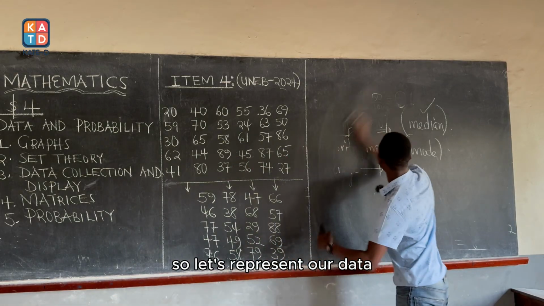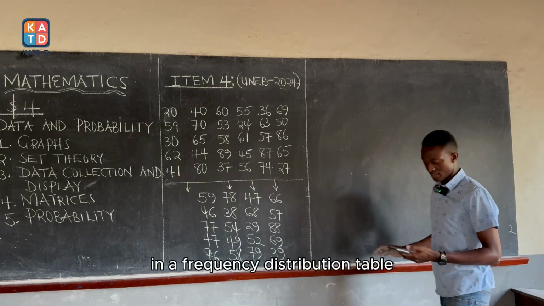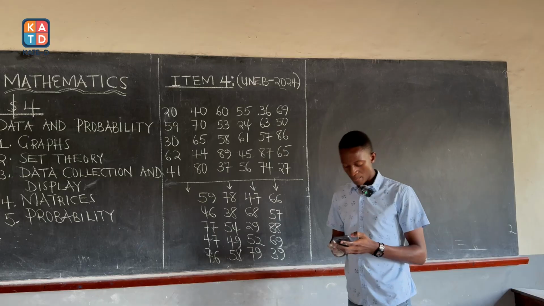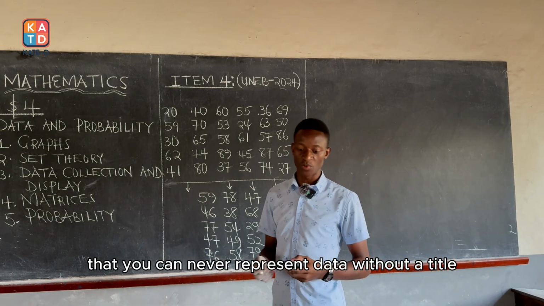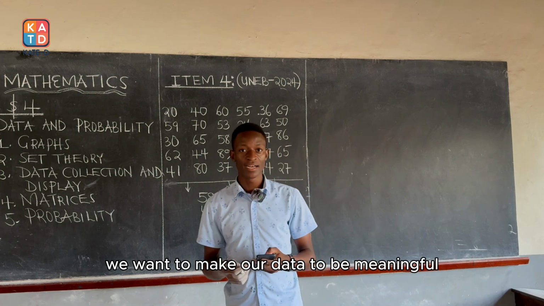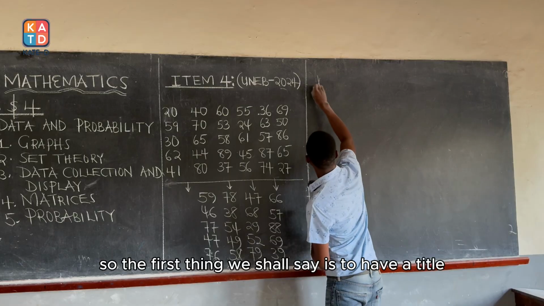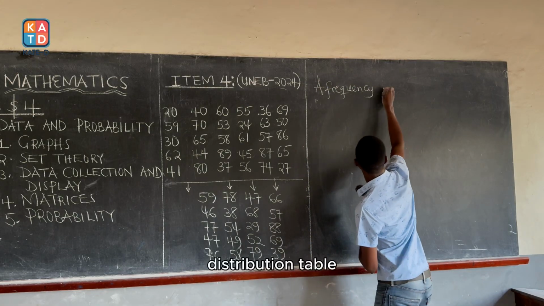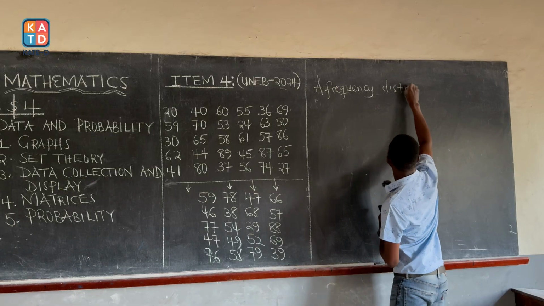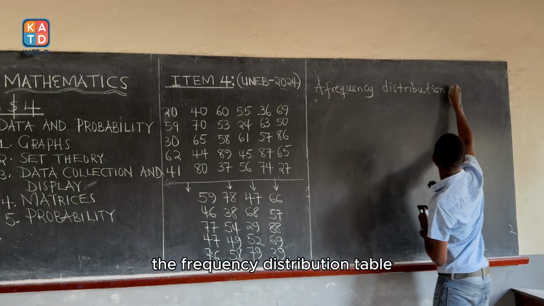So let's represent our data in a frequency distribution table. But remember that you can never represent data without a title. We want to make our data meaningful. So the first thing we shall do is to have a title: a frequency distribution table of bags of maize harvested.